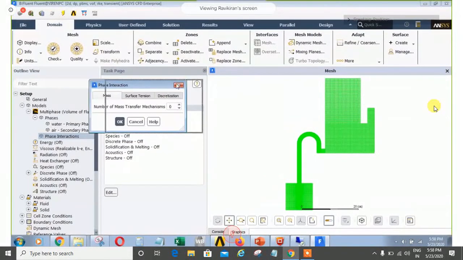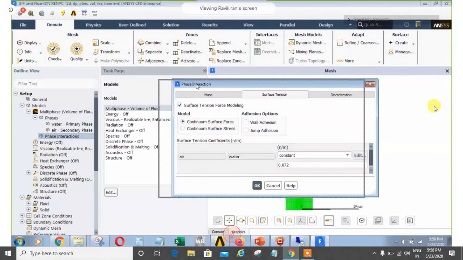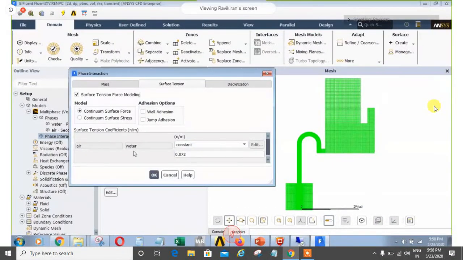Other options will not appear here as we have seen in the slide, because we have not opted for the energy equations, such as heat and the heat phase interaction and these things. Now here the major setting in this case is the phase interaction. So here we have to make sure that we are finding the surface tension coefficient between air and water. We can set it as a constant, or we can set it as user defined as per our requirement.